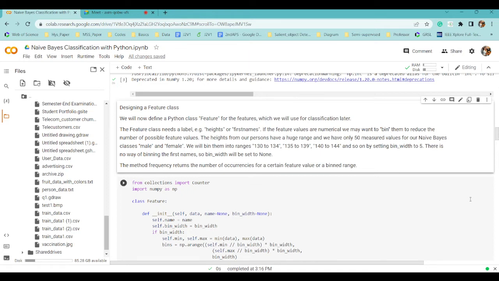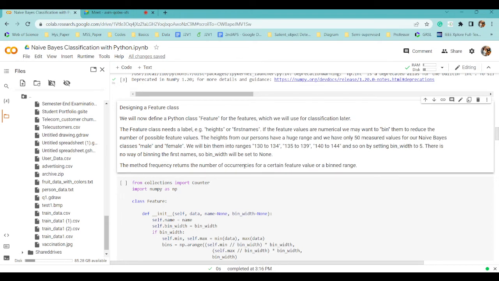So we will bin them into ranges, 130 to 134. So we are taking categories. If 130 to 134 is the range it belongs to, then it is a male. 135 to 139, it is a female. 140 to 144, it is a male. So how many females belong to this category, how many males belong to this category, that is what we are doing. That is what binning means.